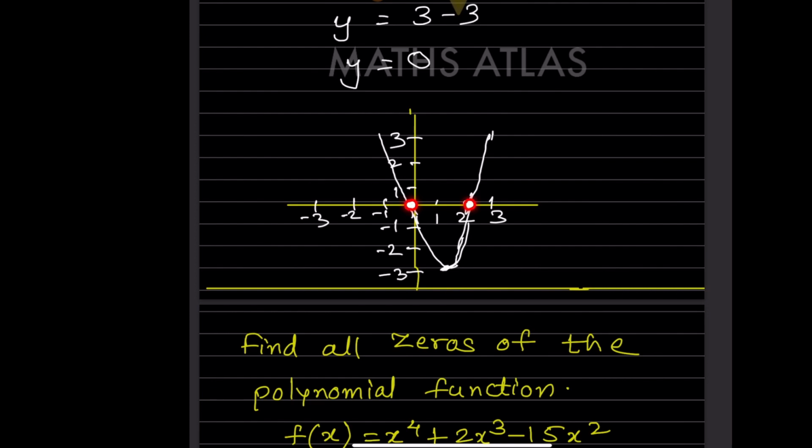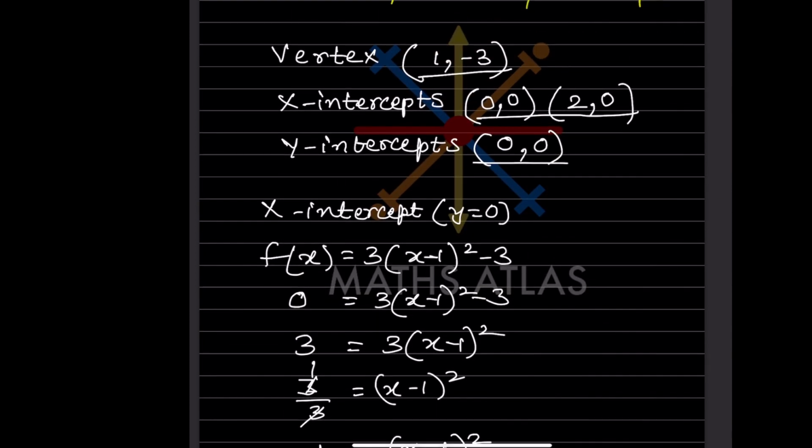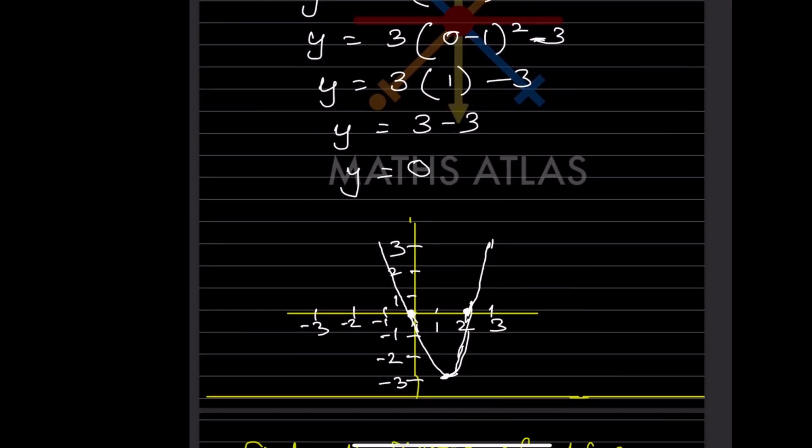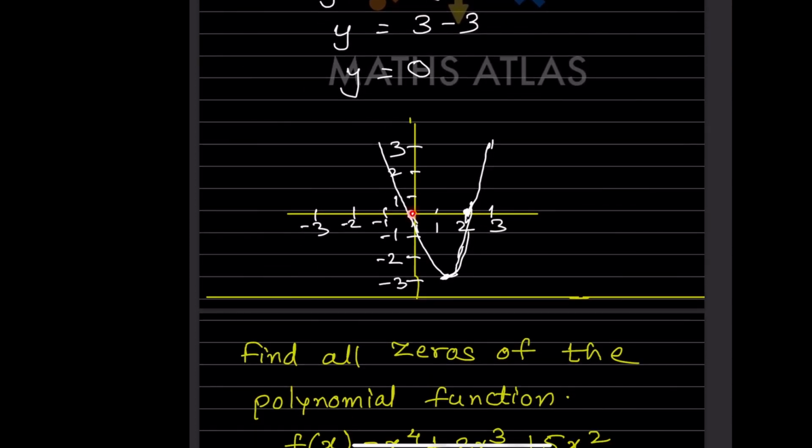So these are the points. And the y-intercept is (0, 0). So the y-intercept is (0, 0). So it should be here. So how is this going to be? It should be in this way. So this is the graph.